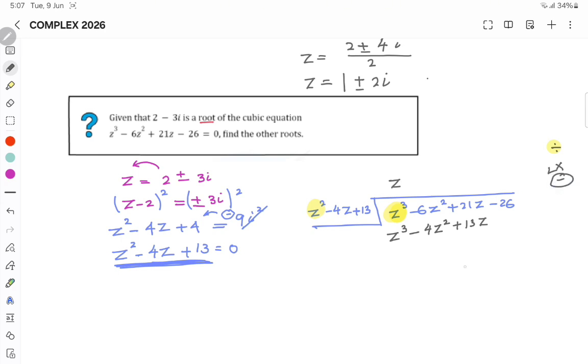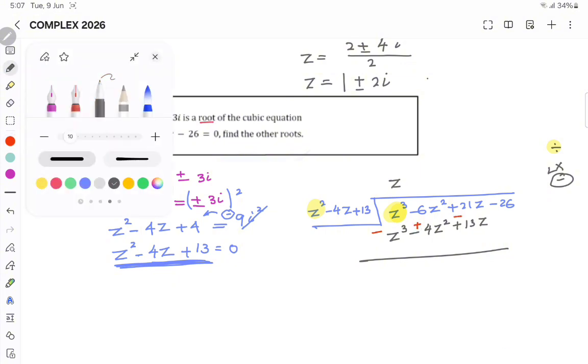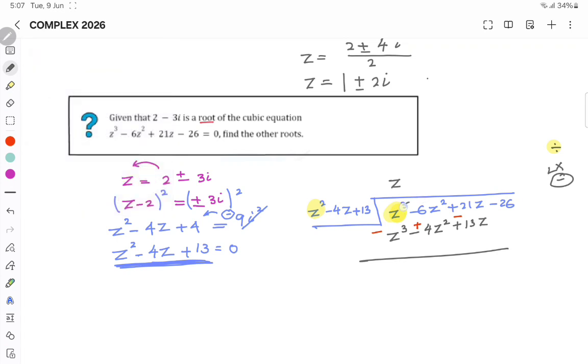Now subtracting means we change all the signs of the subtrahend. That positive, it will be negative. That negative, it will be positive. That positive, it will be negative. Then we just add. Positive z cubed minus z cubed, it's cancelled. Negative 6 plus 4, it will be negative 2z squared. 21 minus 13, it will be positive 8, sorry. Now we didn't use negative 26, it goes down.